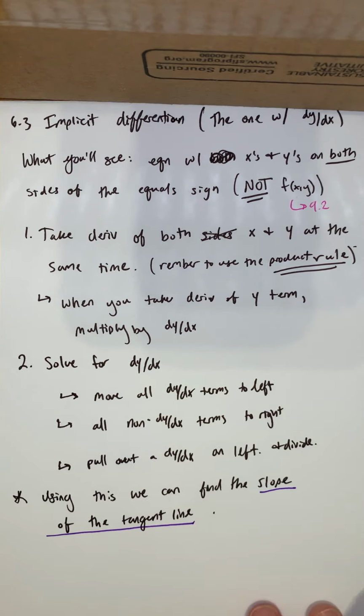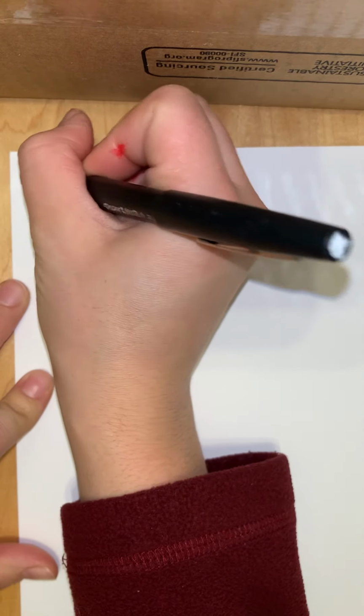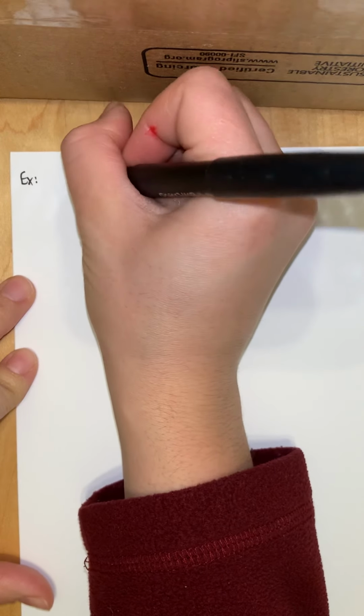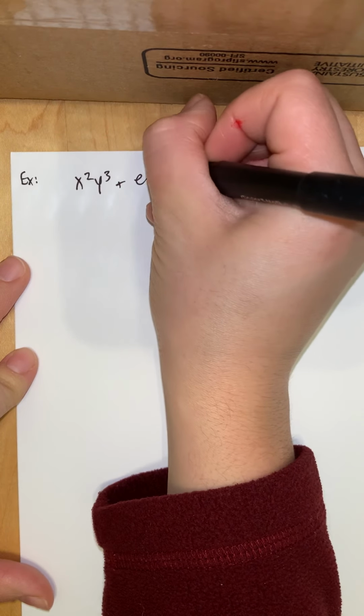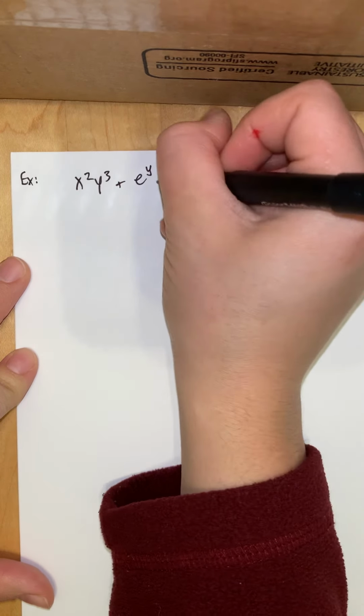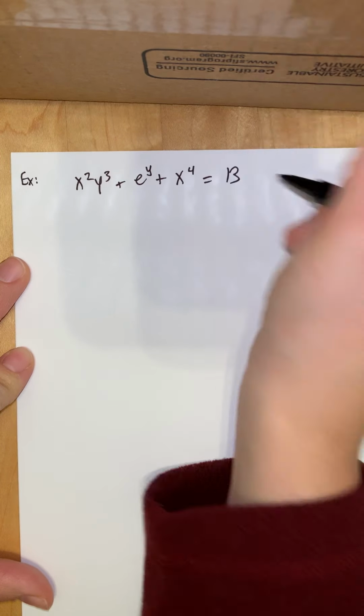Okay, all right, now let me do an example of implicit differentiation. This one will probably be rather quick, and I won't do one that's on the review. I'll just come up with one right now. So an example, we see that I have something like x squared y cubed plus e to the y plus x to the fourth equals 13.